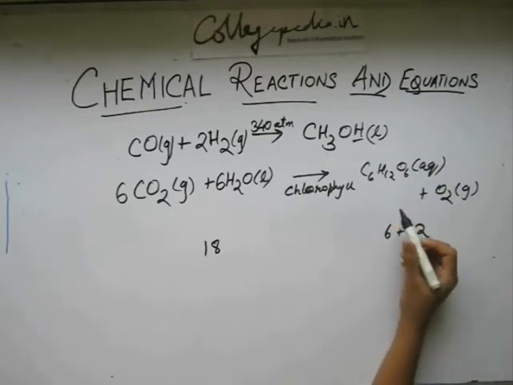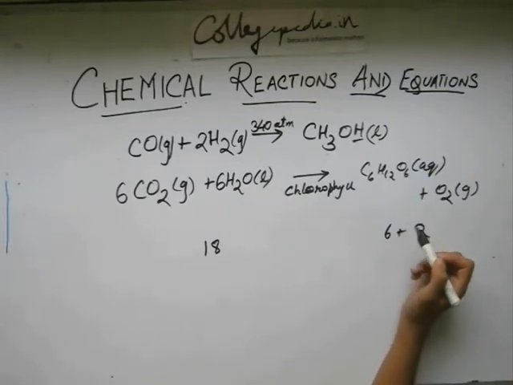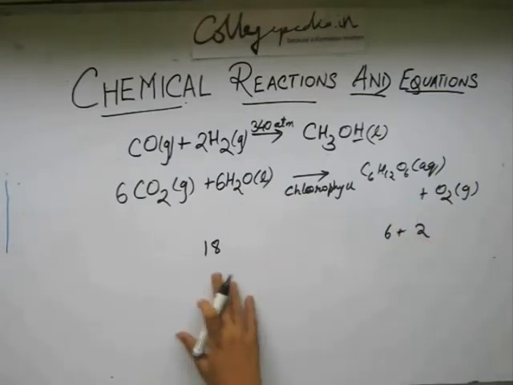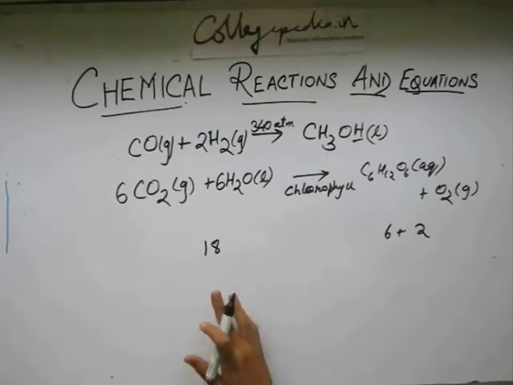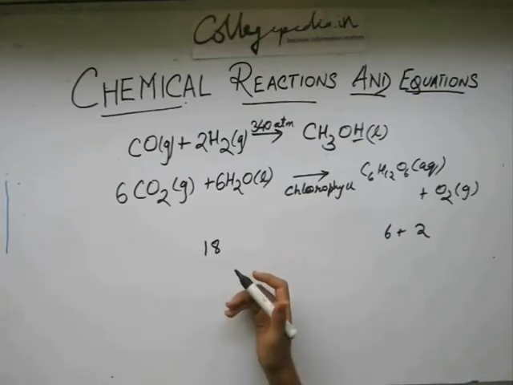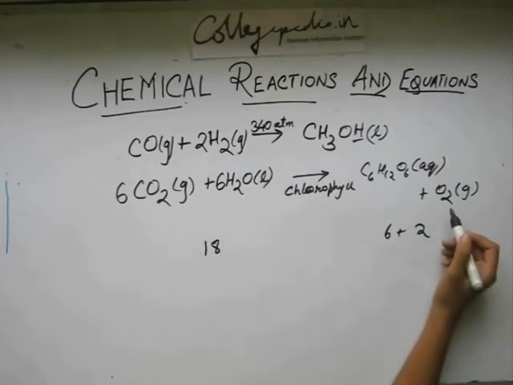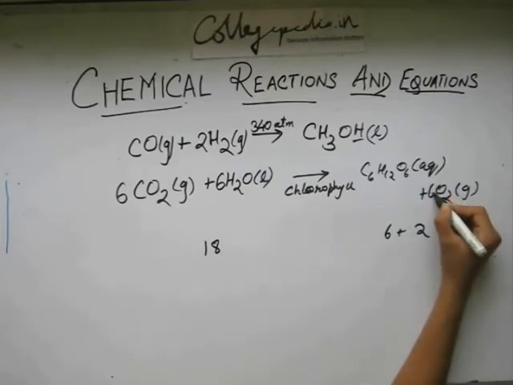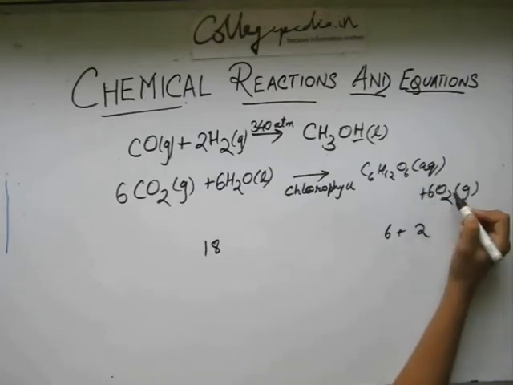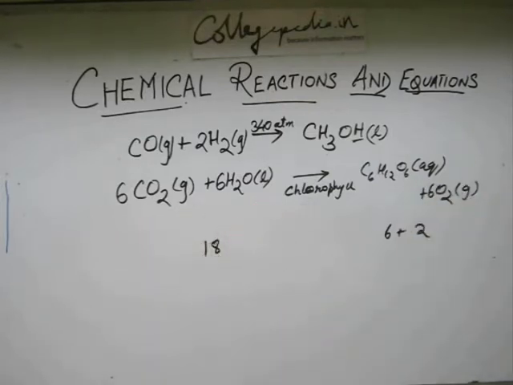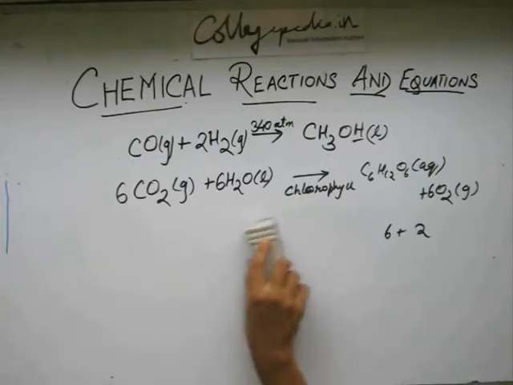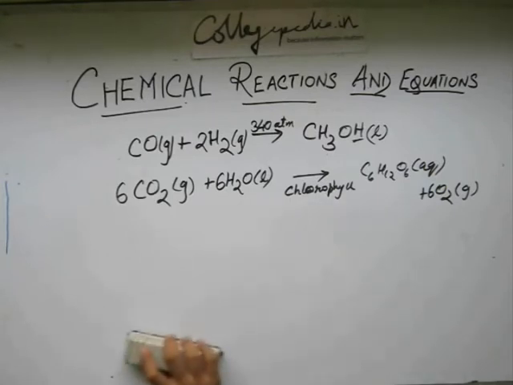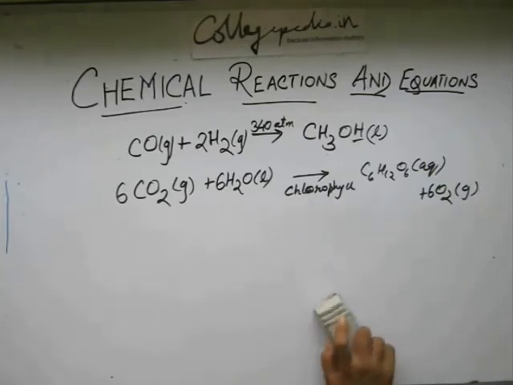So what you need is that out of 18, 6 is already gone. So you need 12 more, and you have 2. So if you multiply this with 6, you will get 12. So 12 oxygen and 6 oxygen. You're getting 18 oxygen. Here also again you are getting 18 oxygen. So oxygen is also balanced without disturbing any carbon or hydrogen. So this is your reaction.